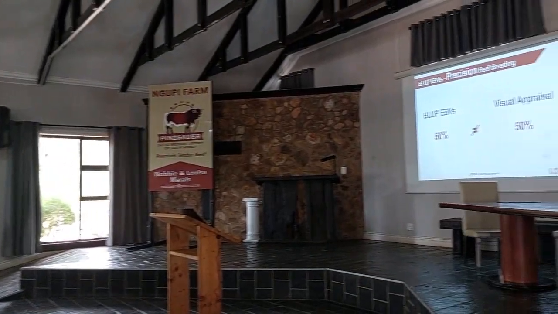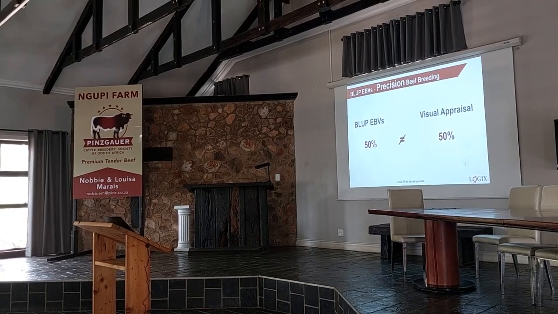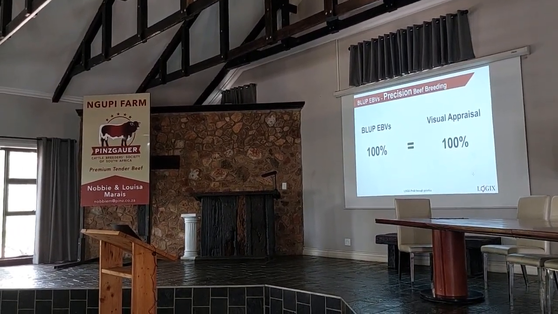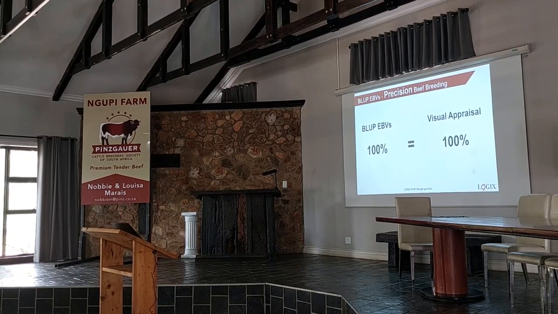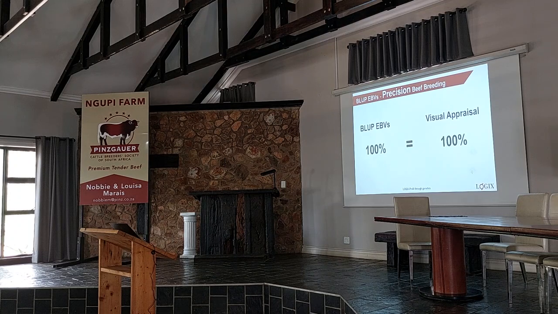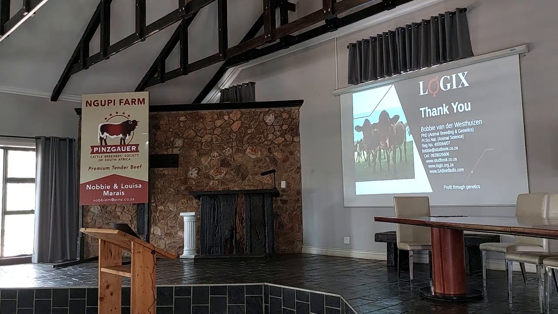Then, to finish, BLUP or breeding values and visual appraisal is not 50-50. It's 100 and 100%. If the one is 100% and the other one is not 100%, that is not the bull that you want as a parent for your next offspring. And with that, I thank you for your time.